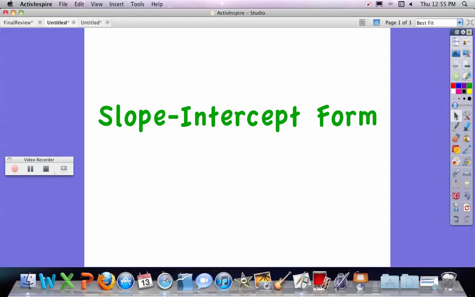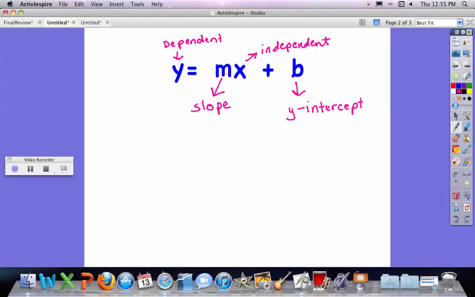In this video about slope-intercept form. Slope-intercept form is just a way to write linear equations. In slope-intercept form, y equals mx plus b. Each of these variables stands for something different.